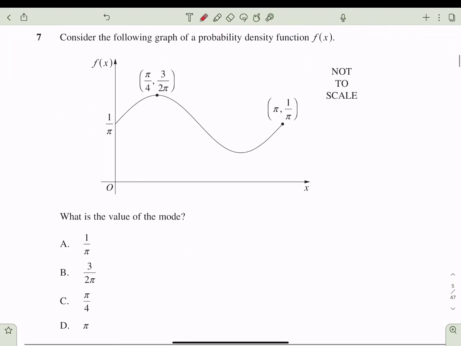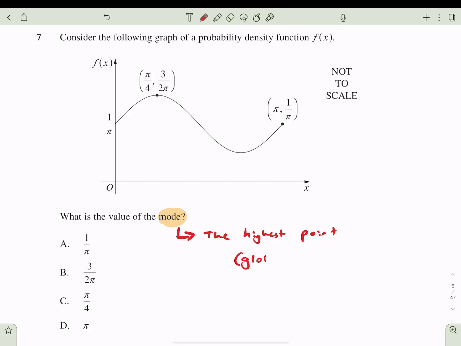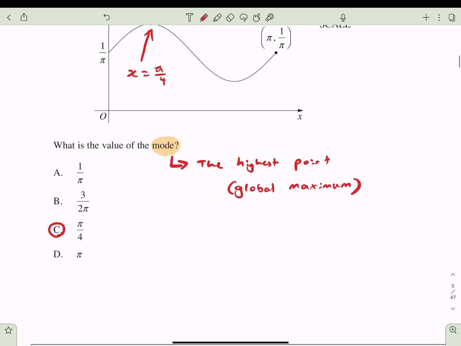Consider the following graph of a probability density function, f(x). What is the value of the mode? Now, the mode is essentially defined as, for a PDF, the highest point. Another expression we can call this is the global maximum. So we need to look for the global maximum of my PDF, and thankfully the question actually gives it to us already. This occurs when x equals pi on 4. So my mode is going to be x equals pi on 4. My answer is C. Remember, it's the x value. We don't look at the y value, we look at the x value, which is pi on 4.